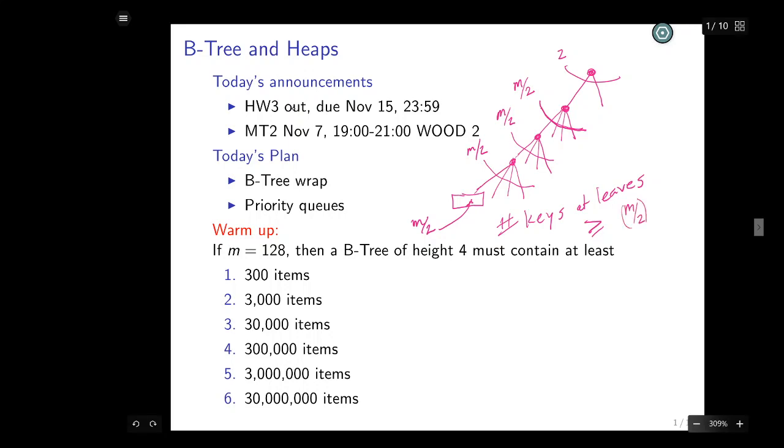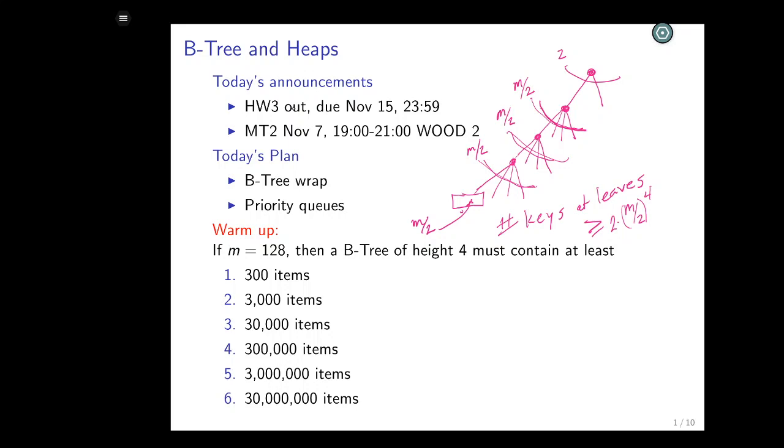Excellent. So it's 2 times, because there are 2 of these trees, and I multiply this M over 2 by this M over 2 by this M over 2, and by that M over 2, I've got 4 of them. Each time, it's like a binary tree. Think about the number of leaves in a binary tree. If you have height 1, it's 2. If it's height 2, you have 4. Then 8, going up by a power of 2.